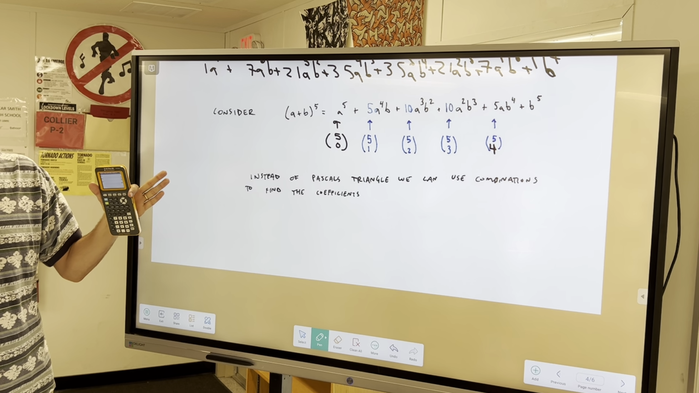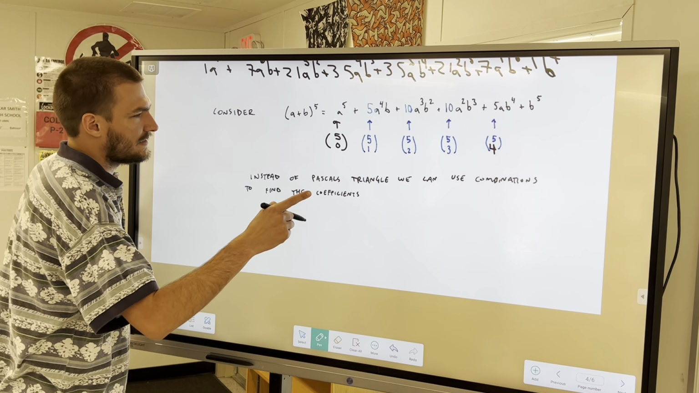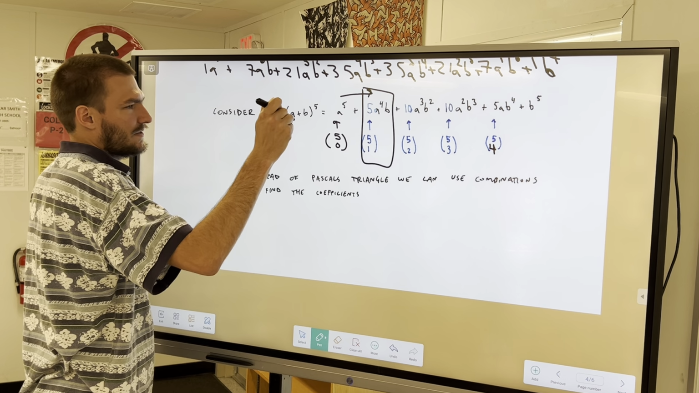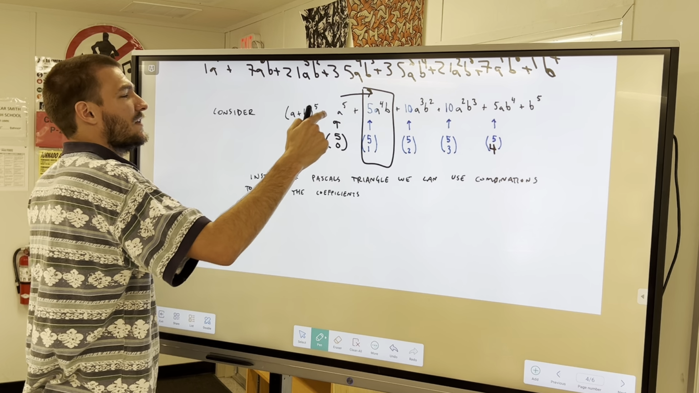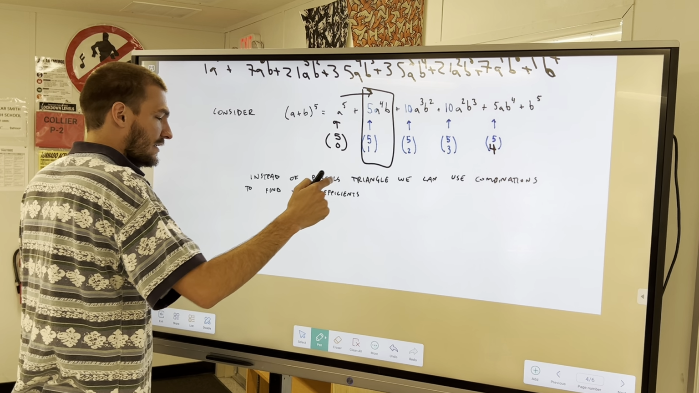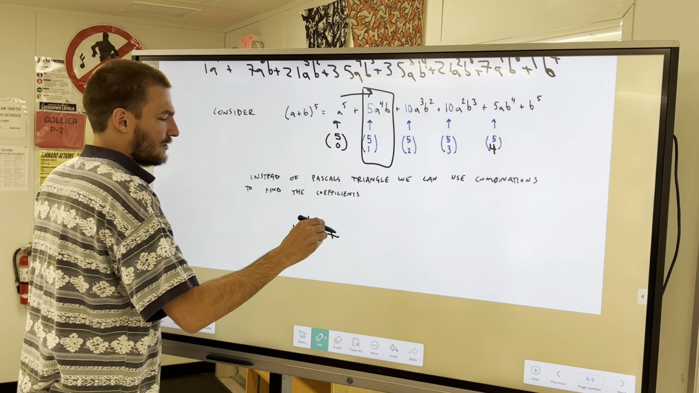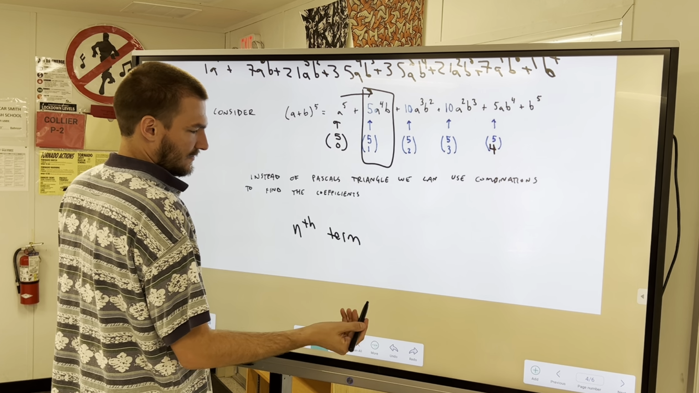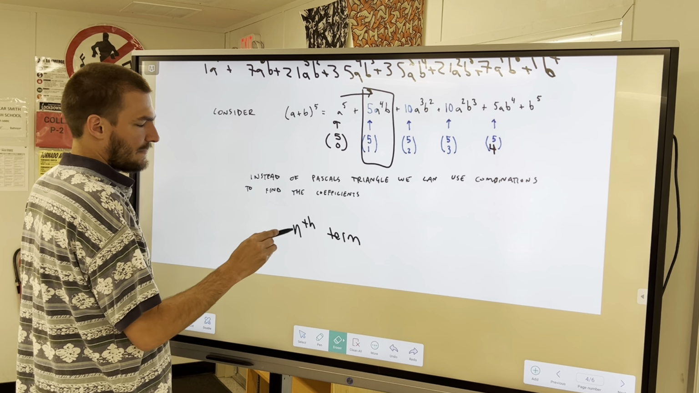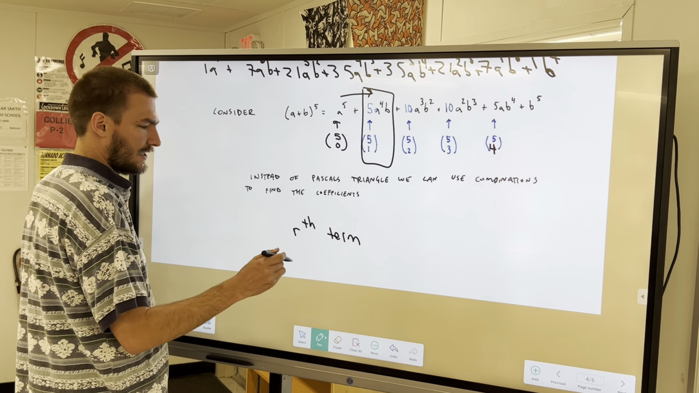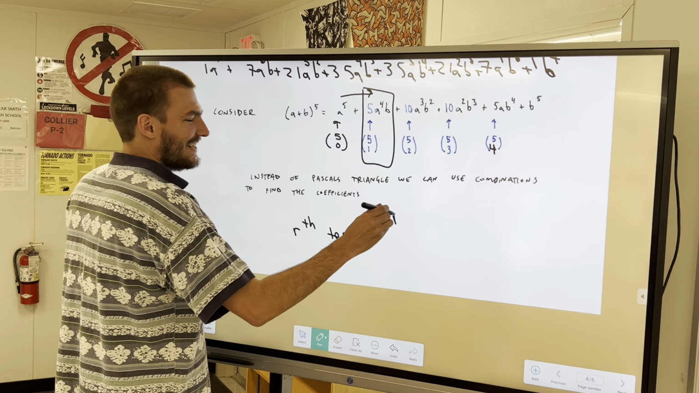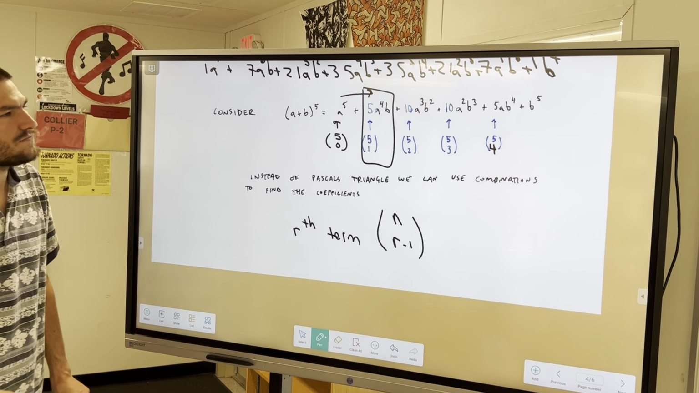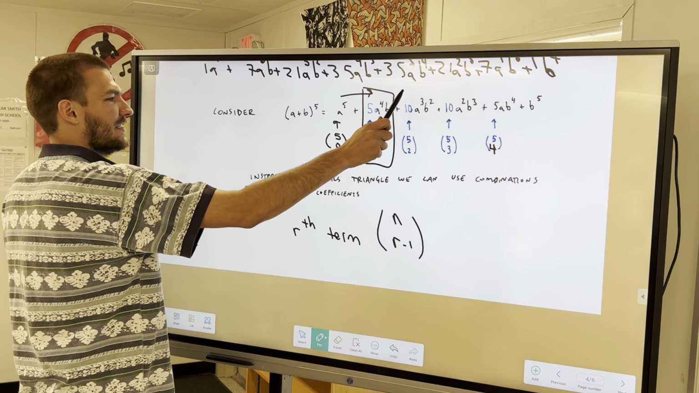Let's look at how this is working here. If we want the second term, then we need to use 5 choose 1. So the nth term is... maybe it's better if we choose r because they like to use r here. The rth term is n choose r minus 1. Right, the third term here is n choose 2.